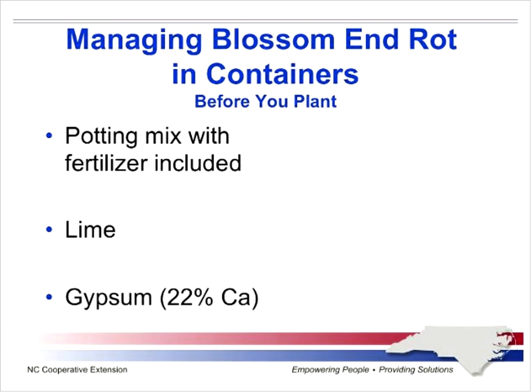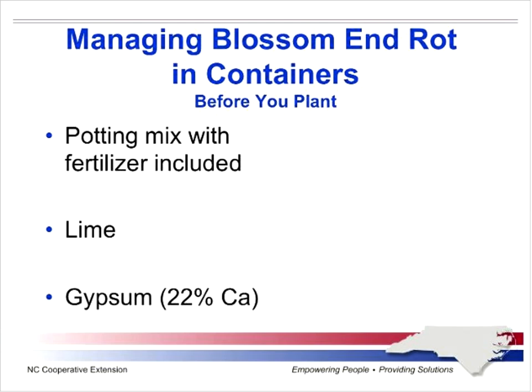Of course, another option would just be to use lime, and we know that lime takes a while to become available, so when you're just mixing lime in, if you're mixing it in right before you plant, I'm not sure how much of this is going to be available right at the time you're growing the tomato. So there's a question in my mind there. I still have a lot of questions about this topic, but I thought I'd go ahead and talk about it and just put it out there, and maybe some of you have some ideas about how to deal with it.